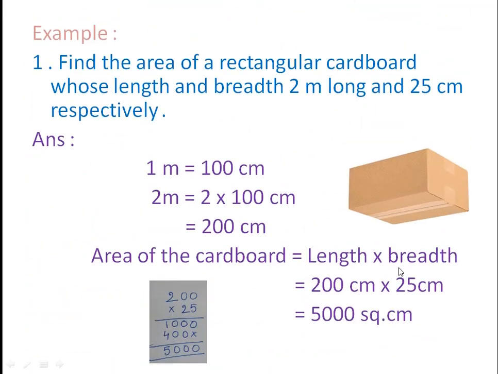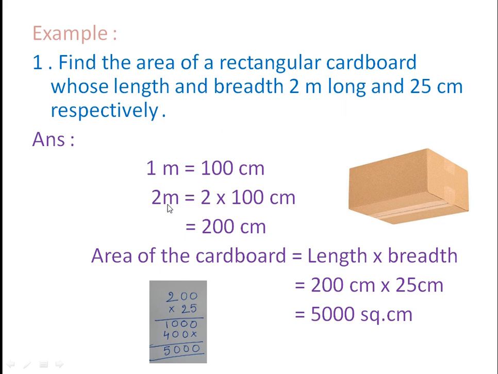Next, see one small example on the area of the rectangle. Example 1. Find the area of a rectangular cardboard whose length and breadth are 2 meters and 25 centimeters respectively. See here, this is the cardboard example. This is the length and this is the width. Length is 2 meters and width is 25 centimeters. See here, the units are different. First, convert the meters into centimeters.